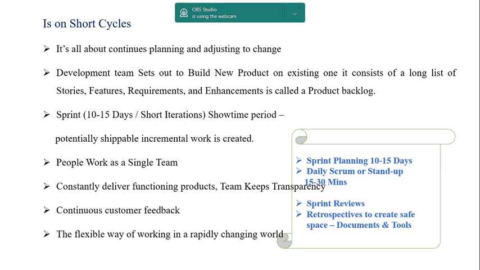People work as a single team. When I say people work as a single team, the development team will be there, the Scrum Master will be there, the product owner will be there, and the clients will be there. These are all put together to achieve a quality goal. They constantly deliver functioning products. The team keeps transparency so that everybody knows what the status is, and they take continuous customer feedback. It is a flexible way of working in a rapidly changing world.